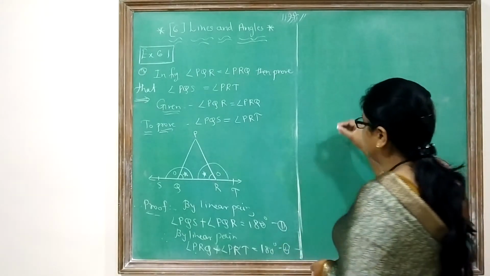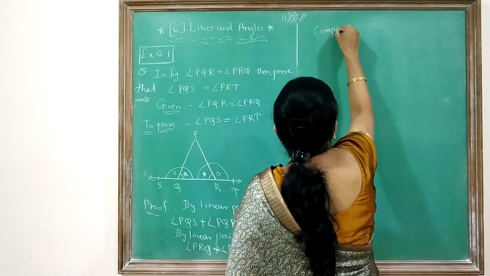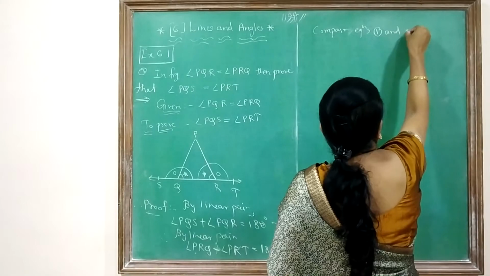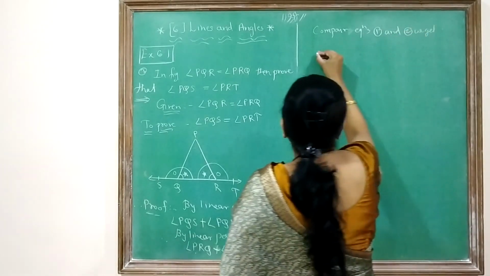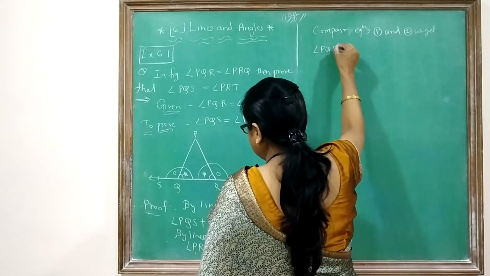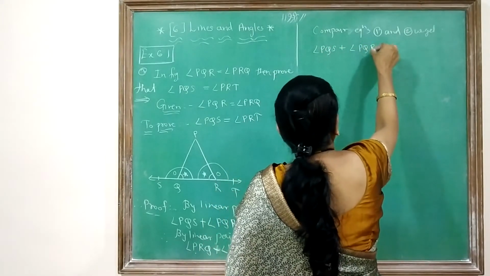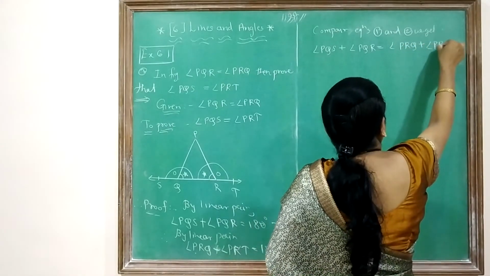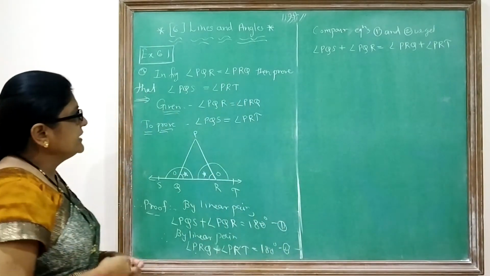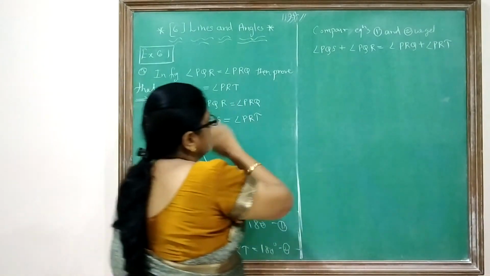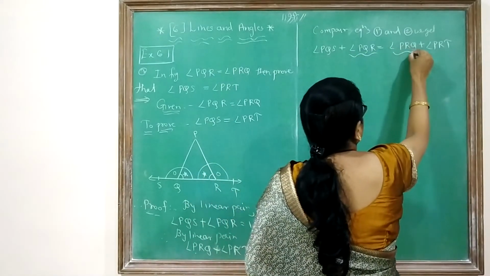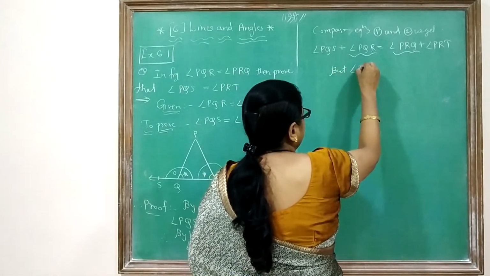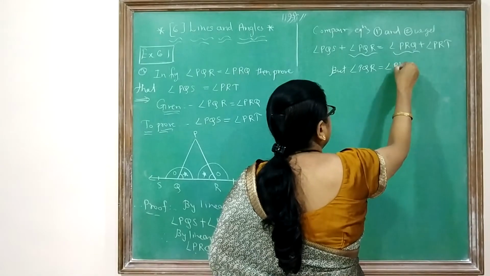Then you will compare equations 1 and 2. We get angle PQS plus angle PQR equal to angle PRQ plus angle PRT. But your given condition is what? This angle PQR equal to PRQ means they are the same. Here you will write, but angle PQR equal to angle PRQ.